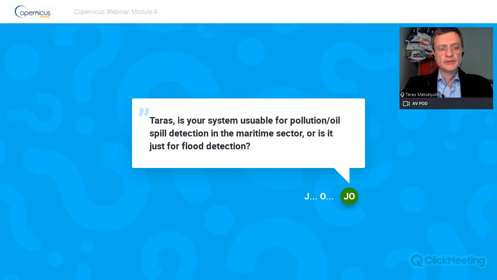Usable for pollution, oil spill detection. Oil spill detection, yes, of course. We will see this very well because we see the wave shapes and oil. What happens with the oil when oil is on the surface of the sea? It changes the surface. It becomes almost mirror-like because of different viscosity. So the oil spills are easily detectable with SAR.